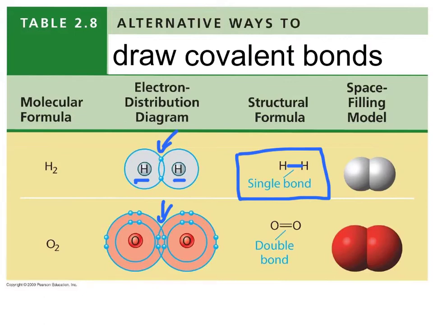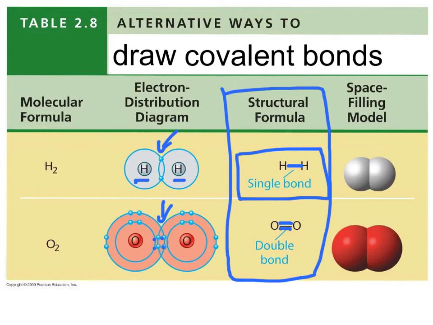If, as in the case of these oxygens, this oxygen is sharing 2 electrons with the other oxygen, and this one's sharing 2 electrons with the other oxygen, that means we've got a double bond going on, which is represented by 2 lines. So each line between 2 atoms in this structural formula represents the sharing of 2 electrons between those atoms.